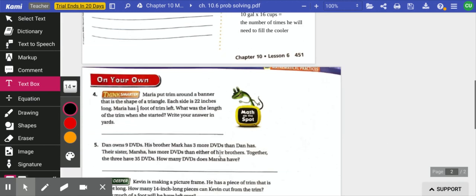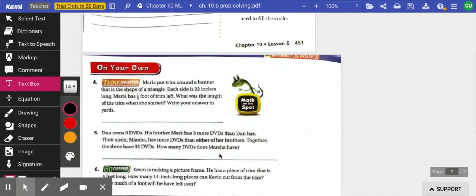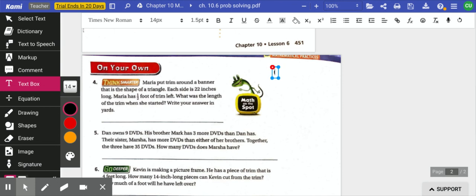All right, next problem. Maria puts trim around a banner that is the shape of a triangle. Okay, so we know a triangle has how many sides? 3 sides. So that's your first piece of information.